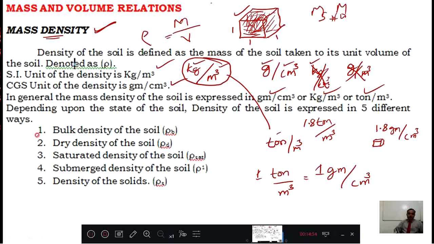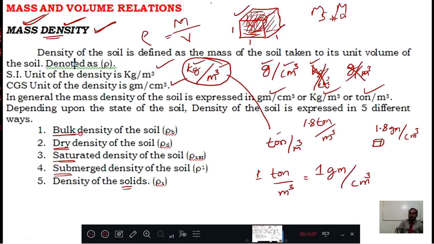Okay, now coming to the next. In soil mechanics, when you are dealing with soil, depending on the practical situation, this mass density can be further read in different terms. We simply apply some prefix: bulk density, dry density, saturated density, submerged density, or density of solids. Like that we use some extra prefix or suffix words, and we pronounce density clearly with the practical application.